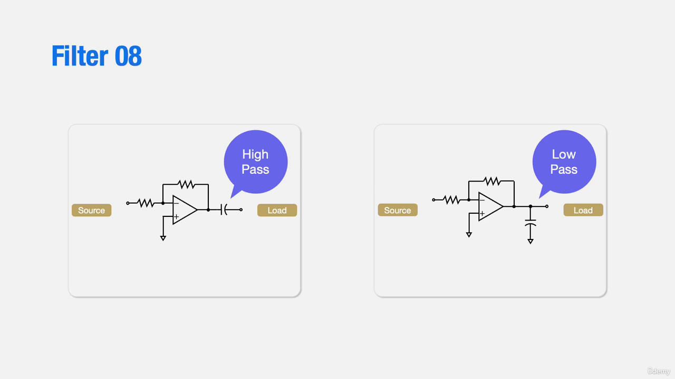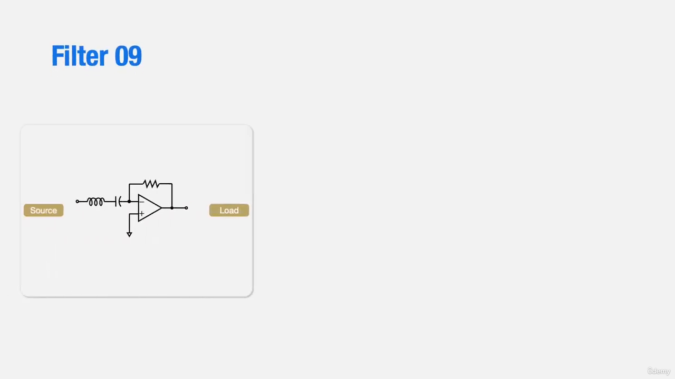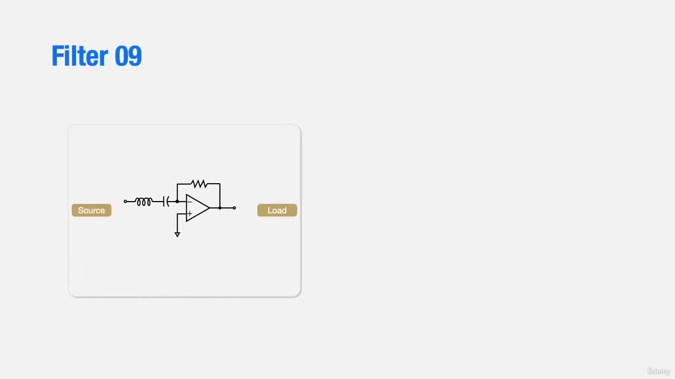reaching the load. If we insert a series LC on the input path of the circuit on the left, what type of filter does it become? This configuration functions as a bandpass filter since the input path acts as a short circuit at its resonant frequency.